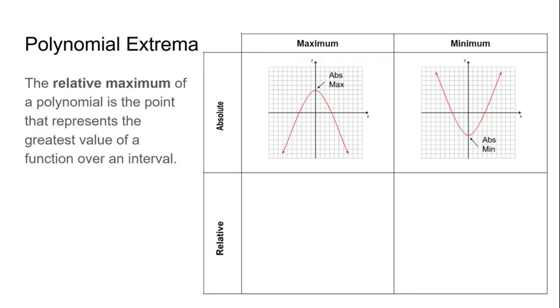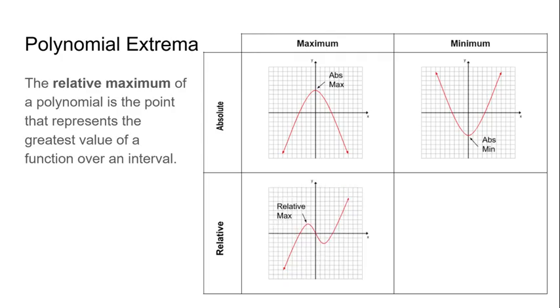The relative maximum of a polynomial is the point that represents the greatest value of a function over an interval. So in other words, here we have the greatest value for all the negative values of x, but it doesn't represent the greatest output value that the function will ever achieve, which we see further on to the right. But for its little space, for its little area that we're looking at over on the left, it is the highest peak.